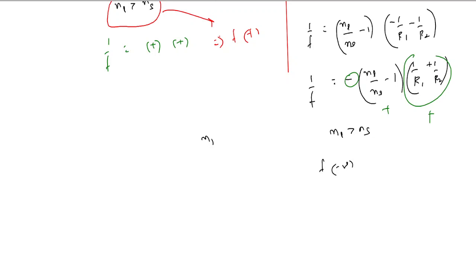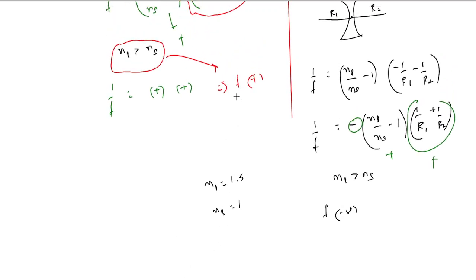For example, think of a lens kept in air. In that case, N for lens would be 1.5 because the lens is mostly made of glass, and N for surrounding would be 1. That is the reason a convex lens behaves like a converging lens, because F is positive, and a concave lens behaves like a diverging lens because F is negative. Recall that we studied: if F is positive, it means it is a converging lens; F is negative means it's a diverging lens.